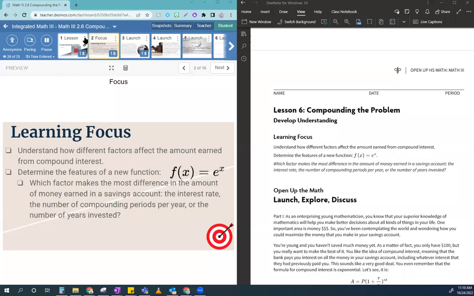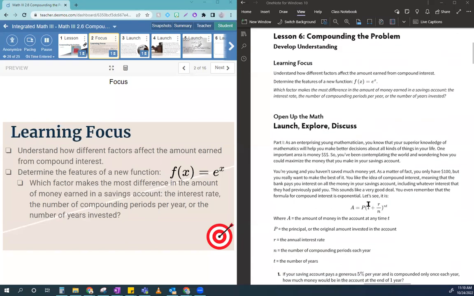All right, so we're in 2.6 and it's called compounding the problem. Compounding is a word that maybe you have or have not heard of. It means you're doing a calculation, but the reference goes like this: you're calculating something and then you're calculating it again, but the first time you calculated it is now being taken into account the second time you calculated it.